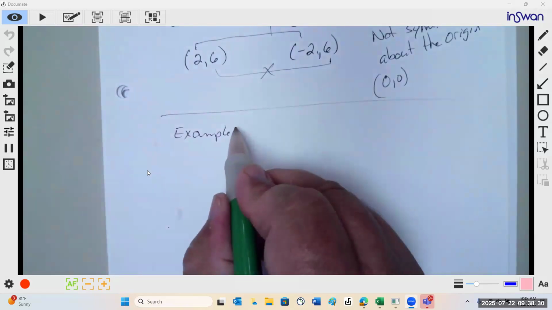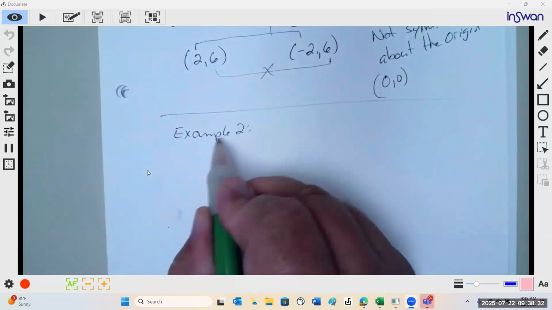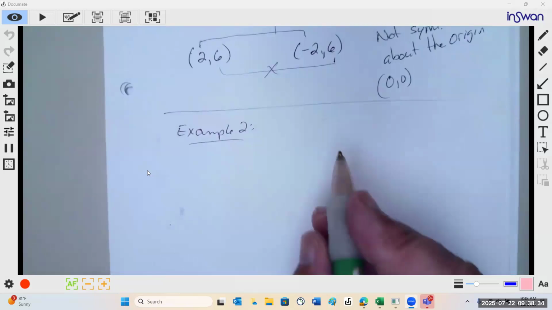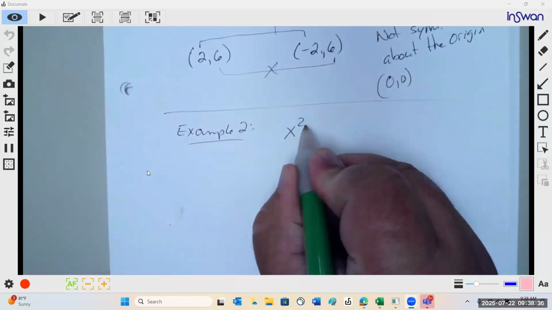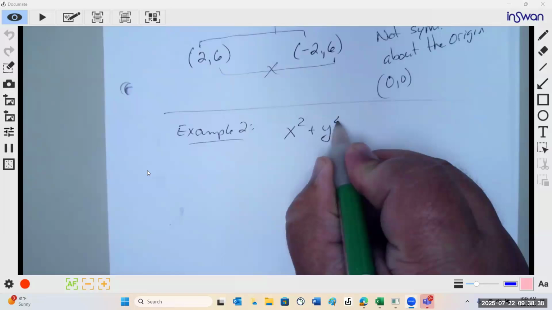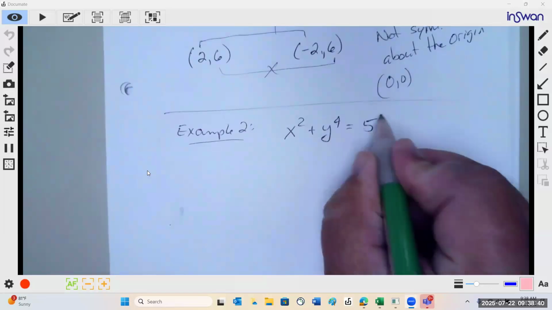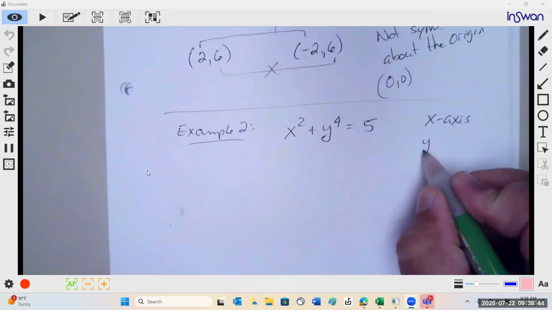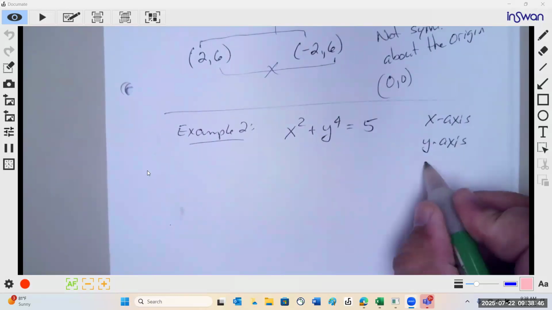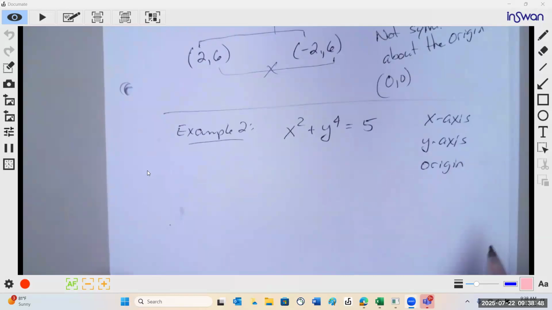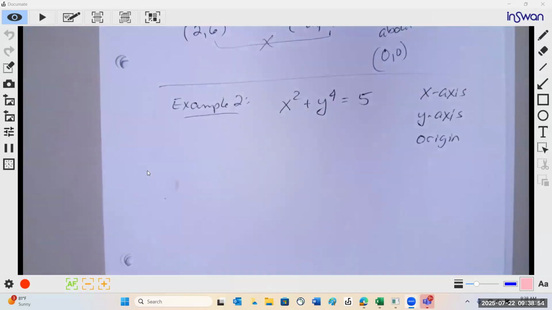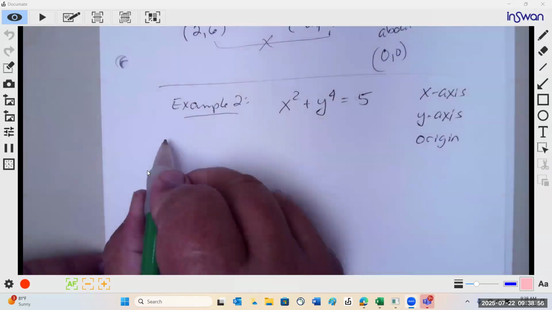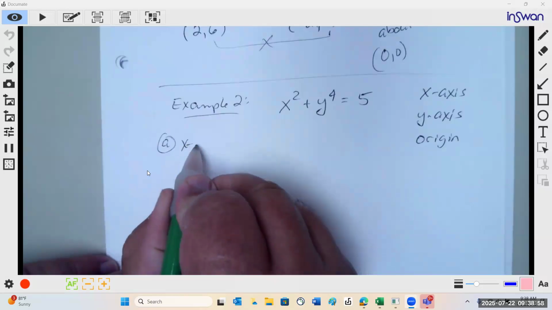Example 2. x squared plus y to the 4th equals 5. Again, is it x-axis, y-axis, and origin? Let's try x-axis.